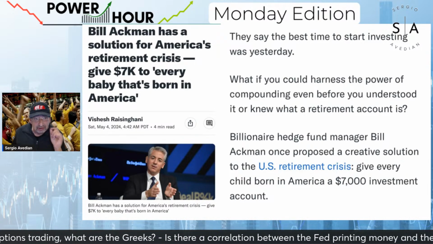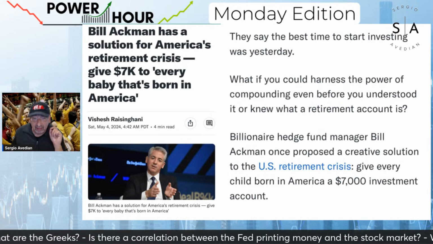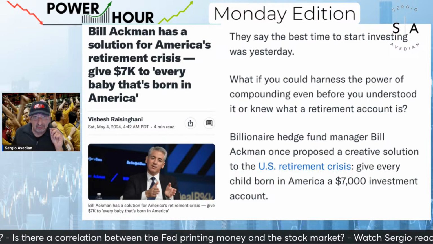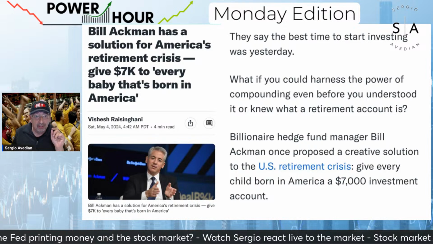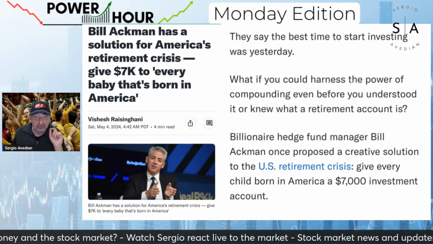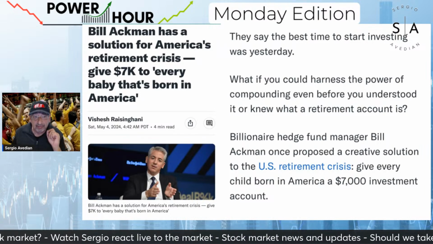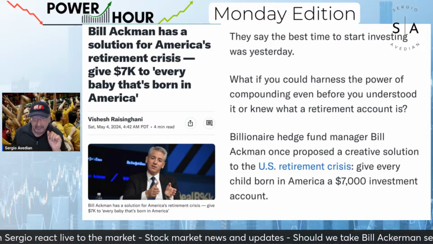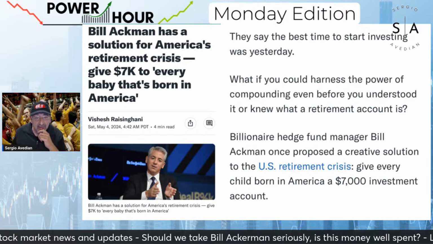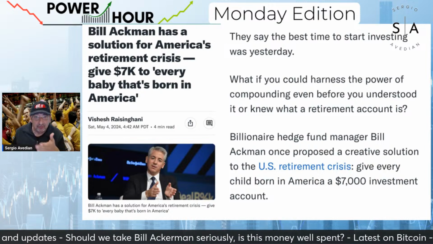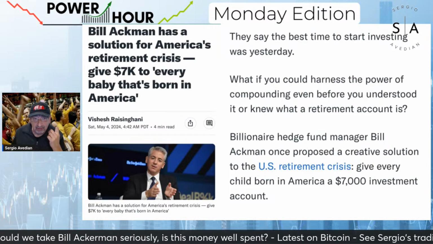So for every child that's born in the United States, he wants the government to open a retirement account and give them $7,000 for every baby that's born in America. Okay? Hear me out on this one. I'm going like, wait a minute, we already have enough budget deficits. Why do we need to do that? But then it hit me.